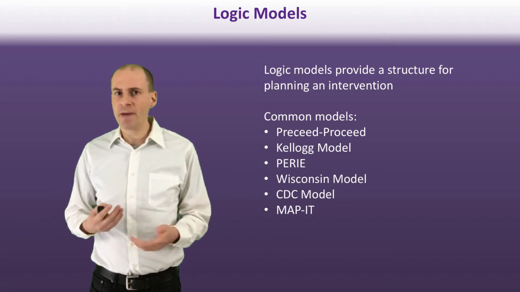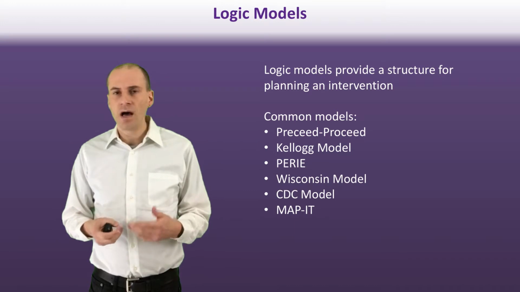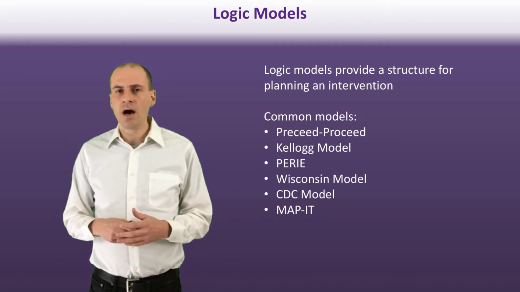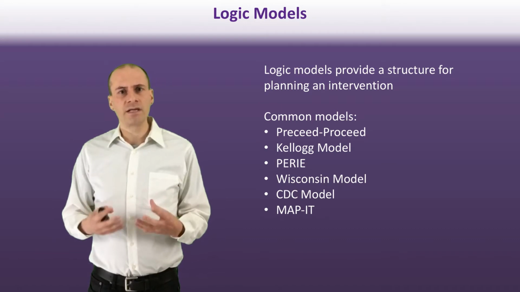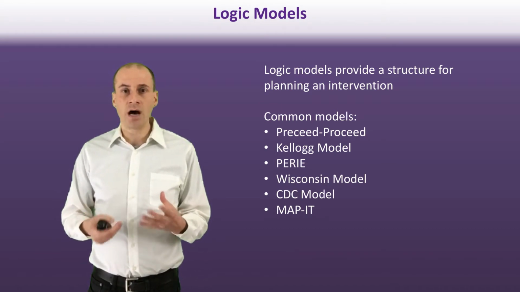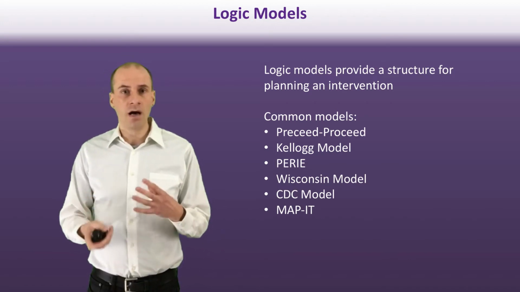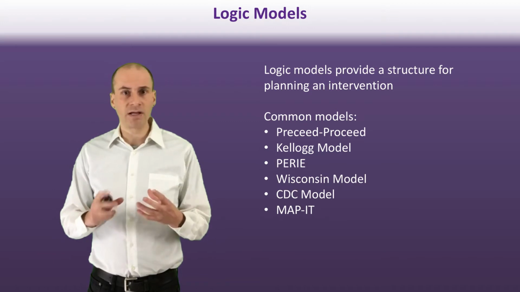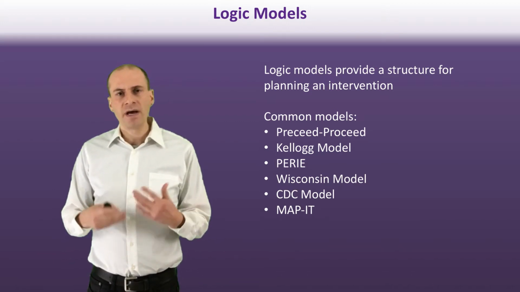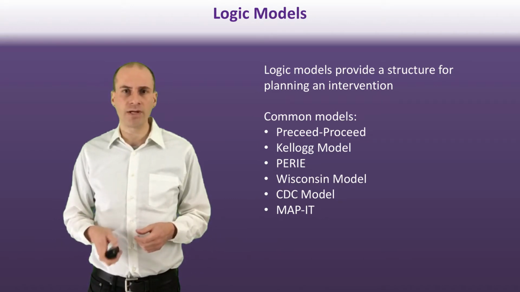There's a whole bunch of them out there: Precede, the Kellogg model, Perry, the Wisconsin model. There's a whole bunch of different CDC models of various sorts. The one I'm going to be focusing on here is called MAP-IT. Now, it's not to say that the other models aren't useful. Some of them are actually quite elaborate and help you think about a whole bunch of different things. But I really like MAP-IT because it's fairly simple and it addresses things in a certain way that I tend to like quite a bit.